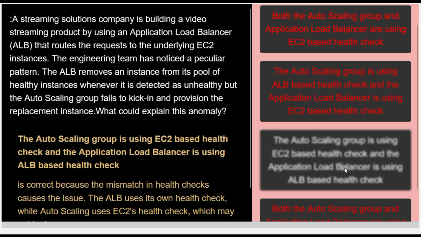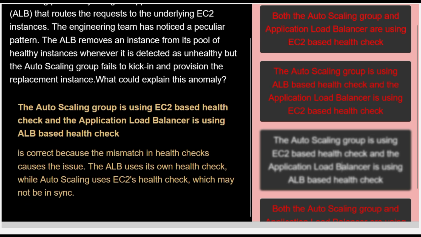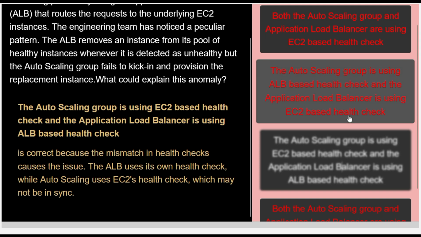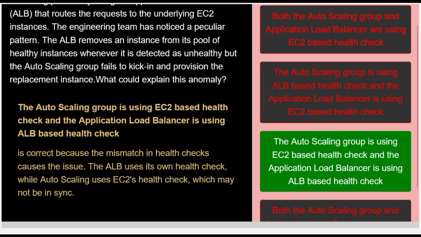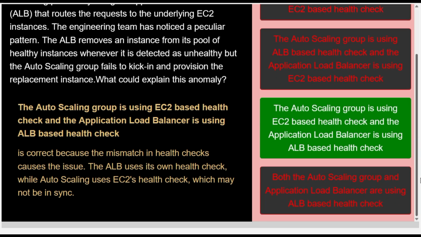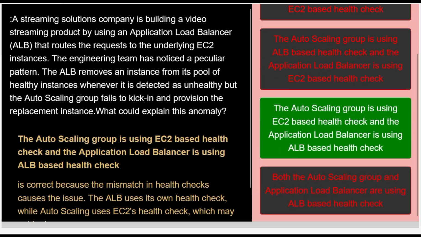Let us go to option 3. The auto scaling group is using EC2 based health check and application load balancer is using ALB based health check. This option is correct because the mismatch in health checks causes the issue. The ALB uses its own health check while auto scaling uses EC2's health check, which may not be in sync. So option number 3 is the correct answer for this question. Hope you got it. Let us proceed with the next question.